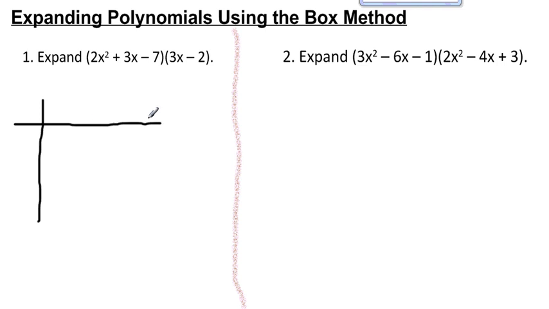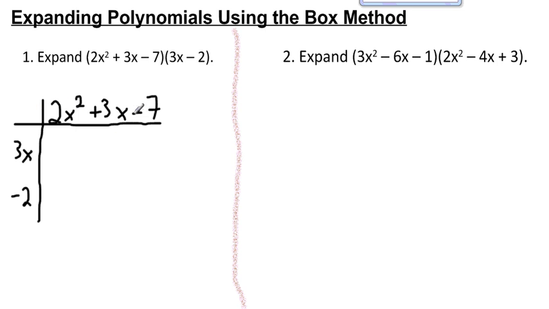And then we'll write our first polynomial on the top here, 2x squared plus 3x minus 7. And on the side, we'll write our second polynomial, 3x minus 2. And then we're going to divide our area here into boxes. And the number of boxes we need will be determined by the number of terms in each of the polynomials.